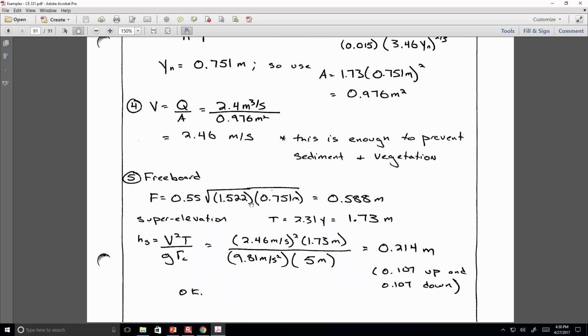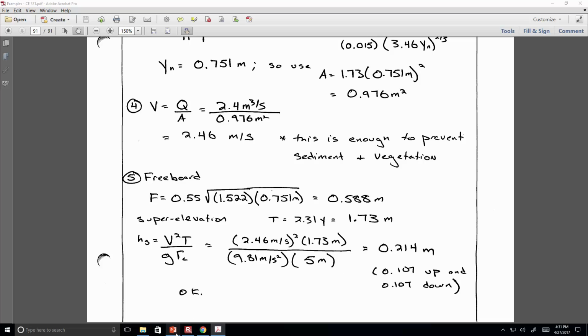Okay, so the freeboard. The depth of flow is going to be 0.751 meters, and then on top of that vertical height, there should be an additional 0.588 meters of additional elevation that is for the wind-driven waves and the superelevation and a little extra capacity and so on, splashing. The superelevation, if you calculate that, is 0.214 meters.